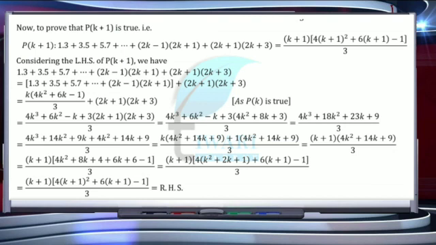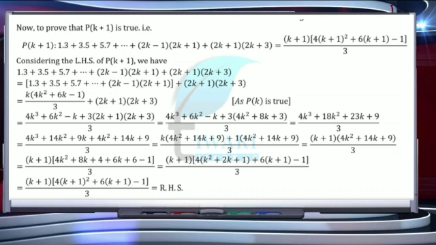So P(k + 1), by the definition of P(n), will become 1.3 + 3.5 + 5.7 and so on up to (2k − 1)(2k + 1), and again interchanging k as k + 1, we get (2k + 1)(2k + 3), which should be equivalent to (k + 1)(4(k + 1)² + 6(k + 1) − 1)/3. So here we will show that the LHS is equal to the RHS.